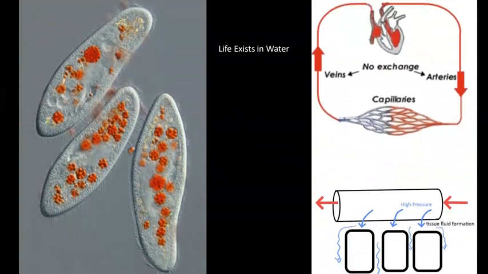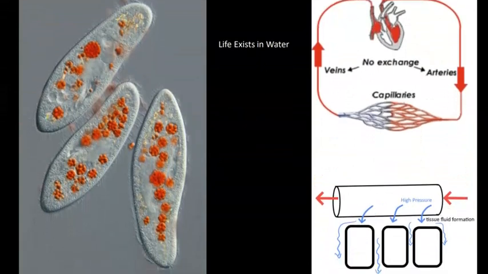Life exists in water, and cells need to be in water. So if we rewrite this as cells exist in water, let's take a look at that statement. Well, if we are thinking of unicellular organisms, such as the ones illustrated here, then they are living in the water of ponds, rivers, and lakes.